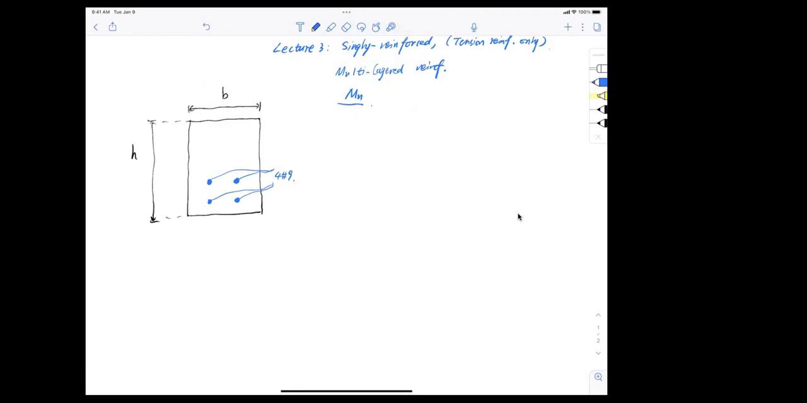Quick question for you. What is the diameter of a number 9 bar? 1.125 inches. Exactly. So that is 9/8 of an inch. Wonderful. Thank you so much, Megan. Now, what is the area of a number 9 bar? 1 inch squared. Great. Wonderful. That is what we need.